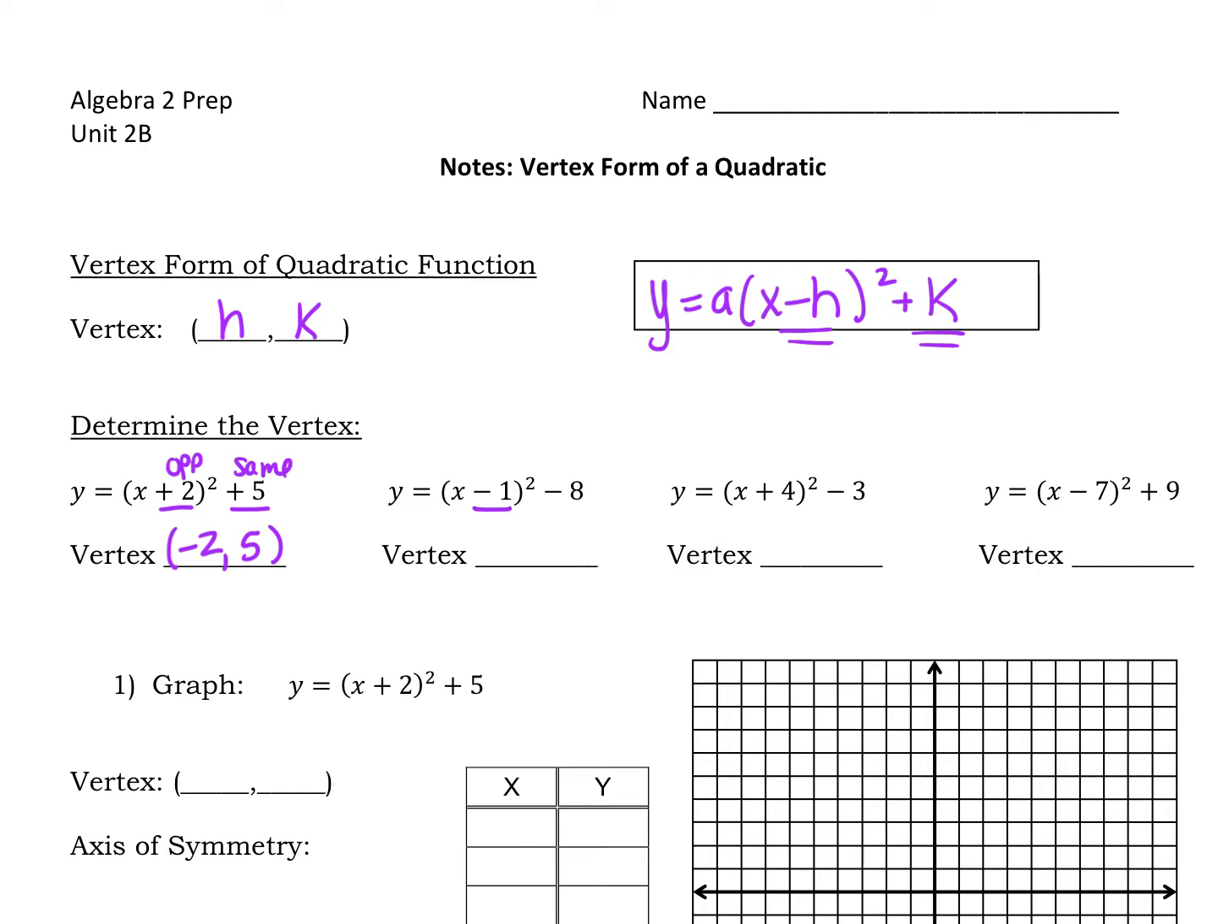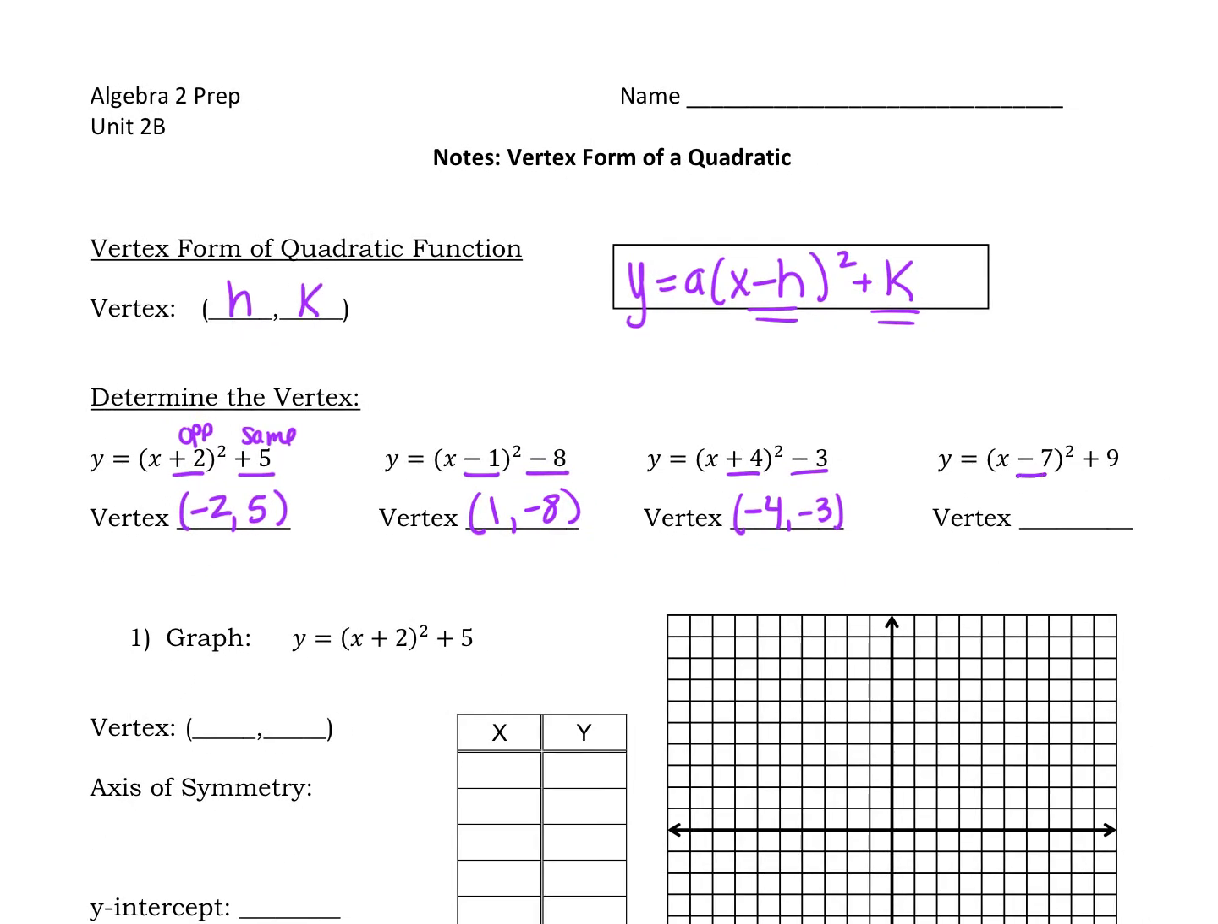So if this is -1, -8, my vertex is actually (1, -8). Positive 4, negative 3 means the vertex is (-4, -3). And if I have -7, positive 9, my vertex is actually (7, 9).